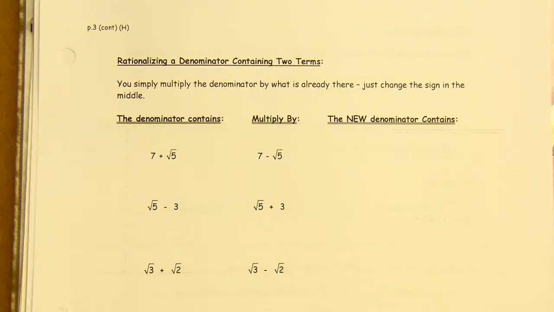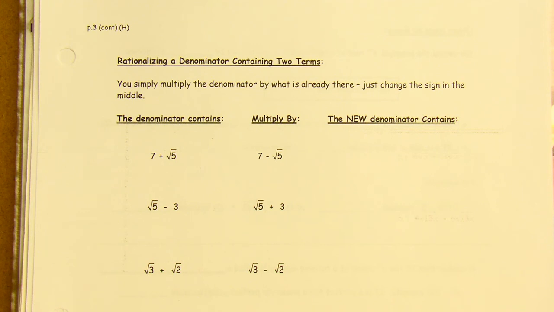Okay, we have Chapter P, Section 3, the second part of it. Rationalizing the denominator when the denominator contains two terms. You're going to simply multiply the denominator by what's already there, but you just change the sign in the middle. This is called multiplying by the conjugate.